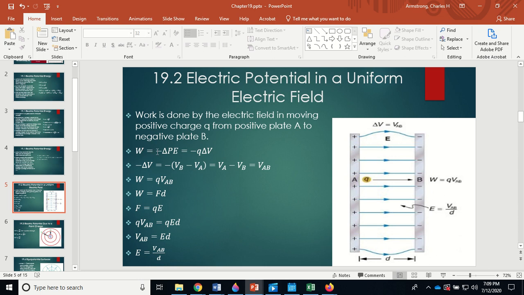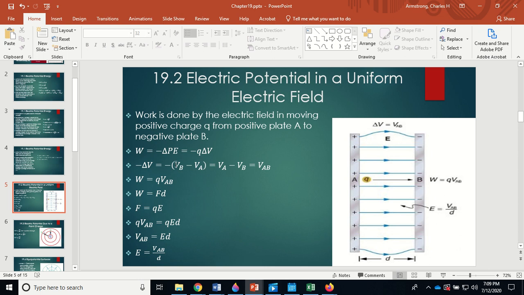So the work, again, from physics 5A, change in potential energy, is equal to the charge times the change in the voltage. Remember, voltage is joules per coulomb. So joules is equal to coulombs times volts. So then we have the change in voltage is equal to minus VB minus VA. Remember, this is VB over here. This is negative. So VA is a larger voltage than VB because this is plus, this is minus.